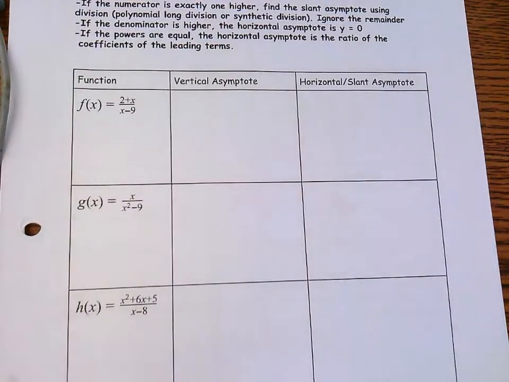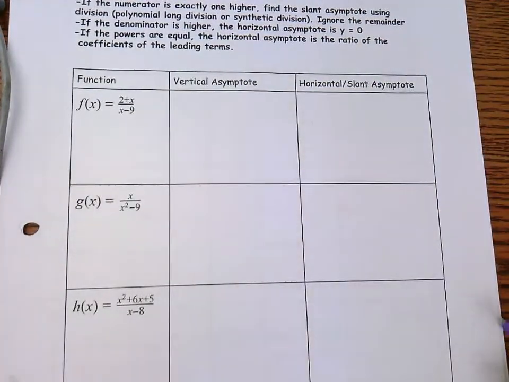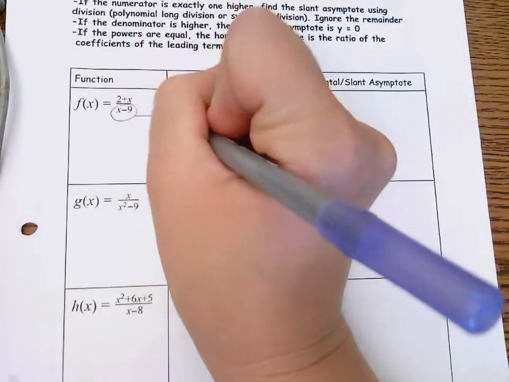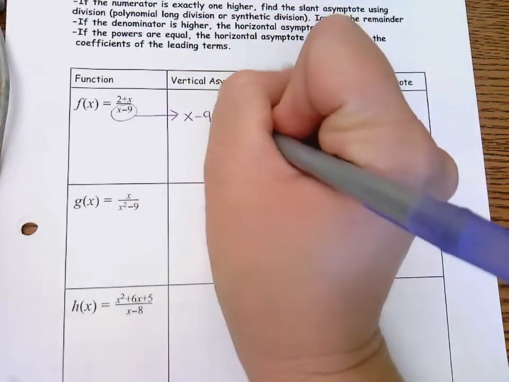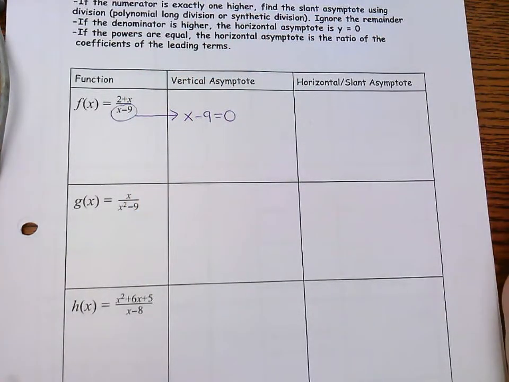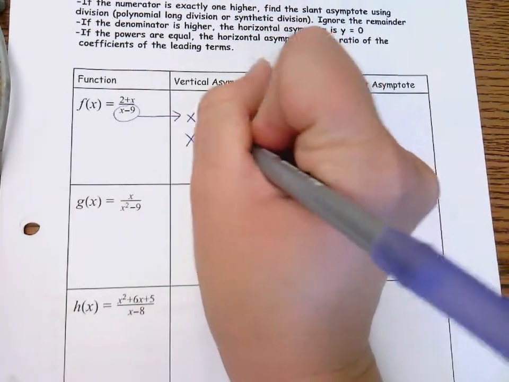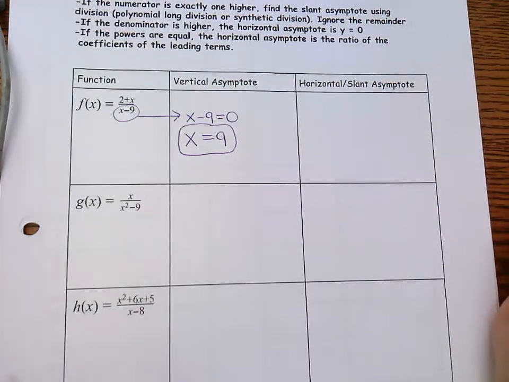All right, so remember, vertical asymptote. Let's do those first and knock those out of the way. I'm going to set my denominator equal to 0. So when will x minus 9 be 0? When x is 9, right? Add 9 to the other side.